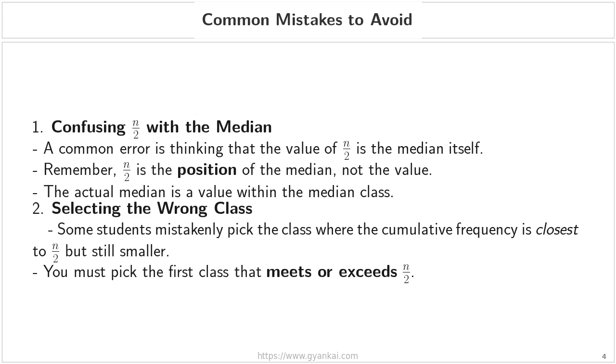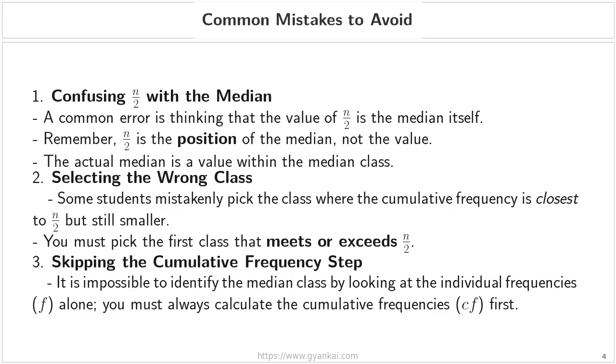Second, be careful not to select the wrong class. I have seen many students look at the cumulative frequency table and pick the class where the cumulative frequency is closest to n divided by 2, but still slightly smaller. For instance, in our example, you might be tempted to pick the 10 to 20 class because 12 is close to 20. However, you must be disciplined. You must pick the very first class interval whose cumulative frequency meets or exceeds n divided by 2.